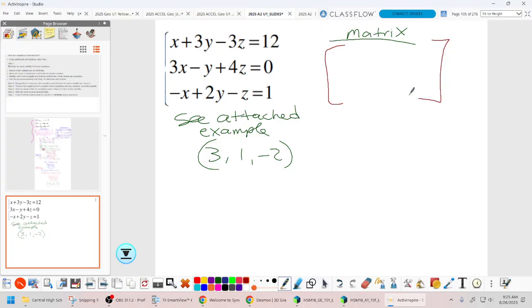Okay, so I'll just do one for you. This one, what's the coefficient of x? 1. Then I write 3, negative 3, and then 12 is on the other side of the equal sign. Okay, and then 3, negative 1, 4, 0, negative 1, 2, negative 1, 1. So basically, this is the matrix, and this is what we're going to enter into the calculator. This is the x column, y column, z column, and the equals column, or answer column.